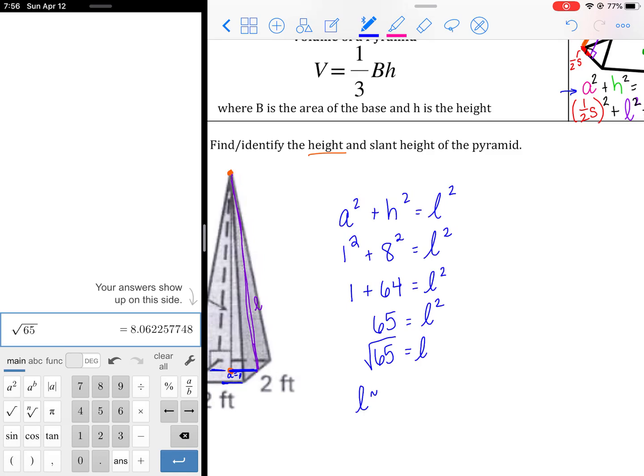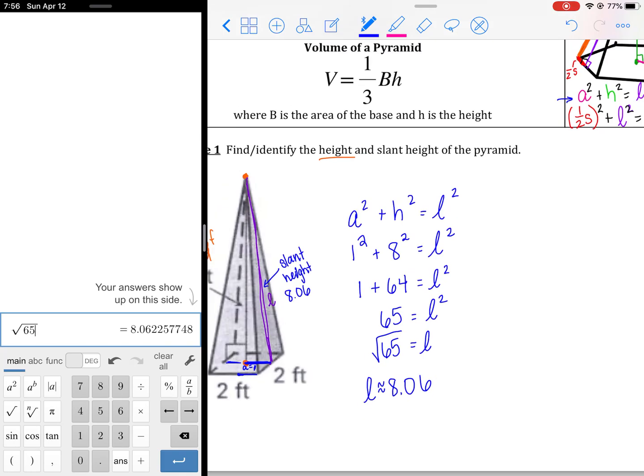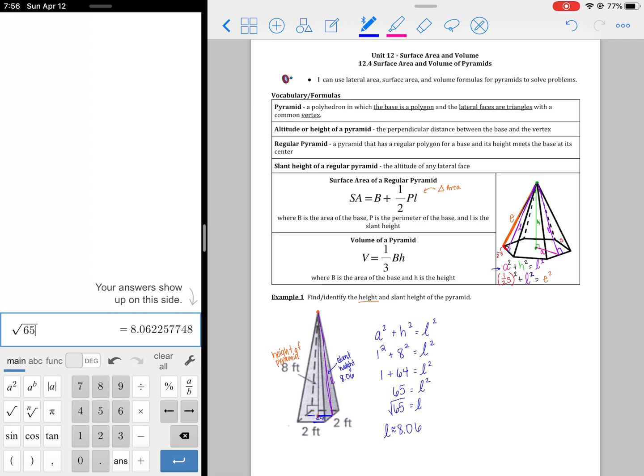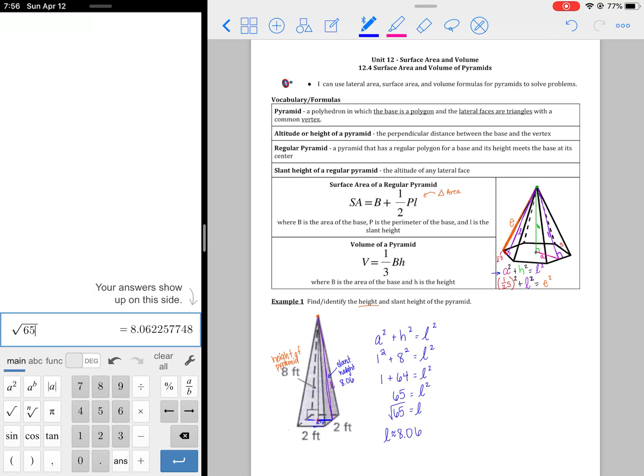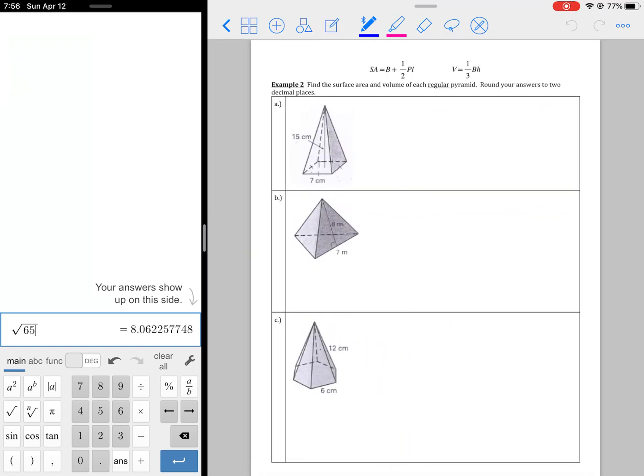So the slant height is approximately 8.06. That is this length right here along the face. This is the slant height, and that is 8.06. The reason we use the variable L is because that's the height of the lateral face. All right, so now that we've identified and found those measurements, we're ready to move on to finding surface area and volume.